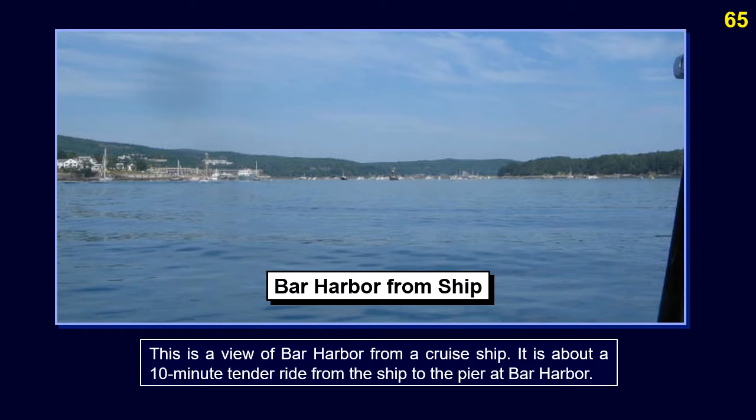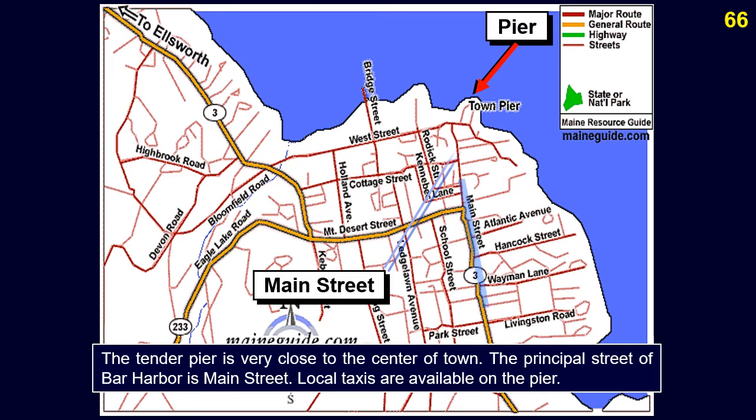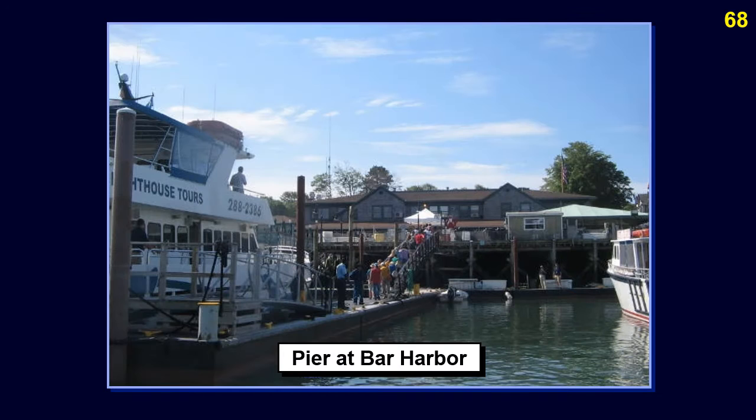This is a view of Bar Harbor from a cruise ship. It is about a 10-minute tender ride from the ship to the pier at Bar Harbor. The tender pier is very close to the center of town. The principal street of Bar Harbor is Main Street. Local taxis are available on the pier. This is a view from the tender approaching the pier. This is the pier at Bar Harbor.